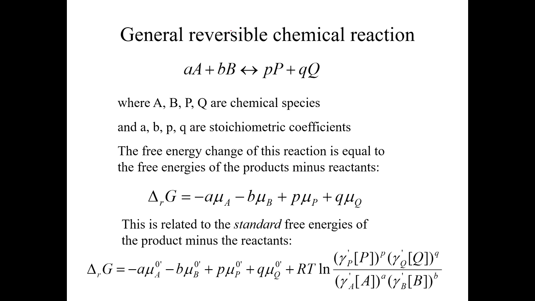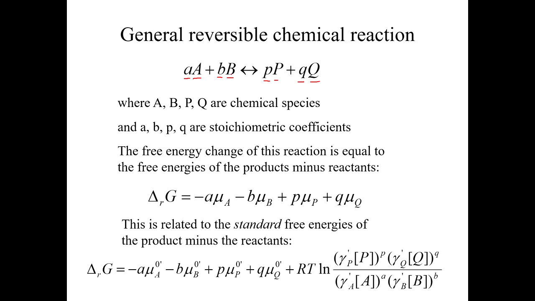So with our general reversible reaction, I'm sure you've seen this. You might have seen it using different symbols, but the idea here is that you have lowercase a molecules of chemical A, so maybe one molecule of chemical A, one molecule of chemical B, one molecule of P, and one molecule of Q.